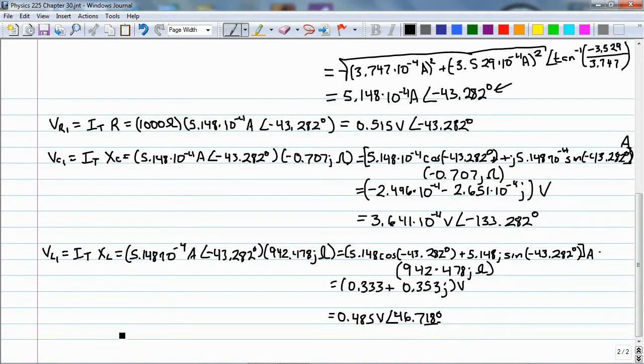This applies for the series circuit. It'll also apply for the parallel circuit. Once we get into more difficult circuits, this may not be true.